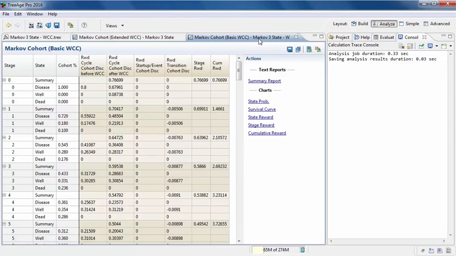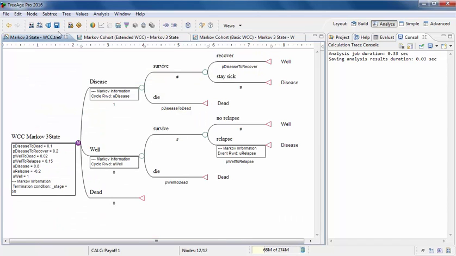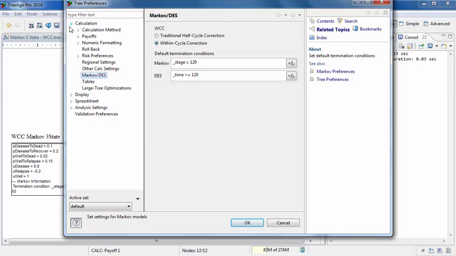Note that the basic report for the within-cycle correction models provides a condensed format just like for traditional models. We will not go through this report in detail because it's similar to the reports we've already discussed. For any of the Markov models, via the tree preferences, you can convert between traditional half-cycle correction and within-cycle correction. Converting models from traditional to within-cycle correction will convert the incremental rewards from traditional models to cycle rewards in within-cycle correction models. The other rewards, so startup and event rewards, all need to be checked manually.